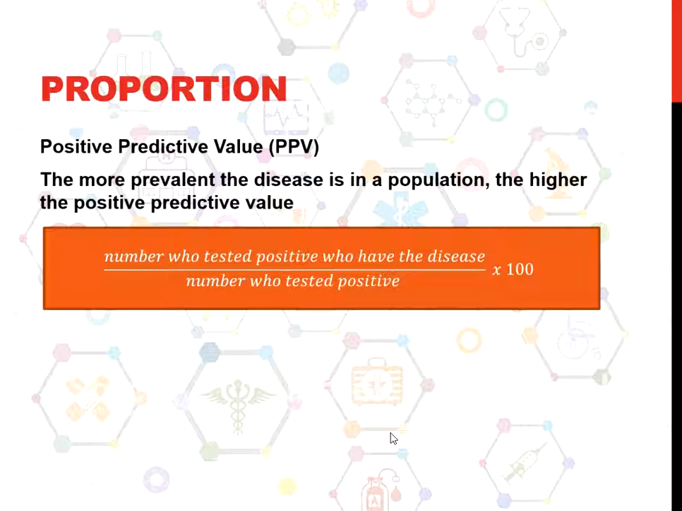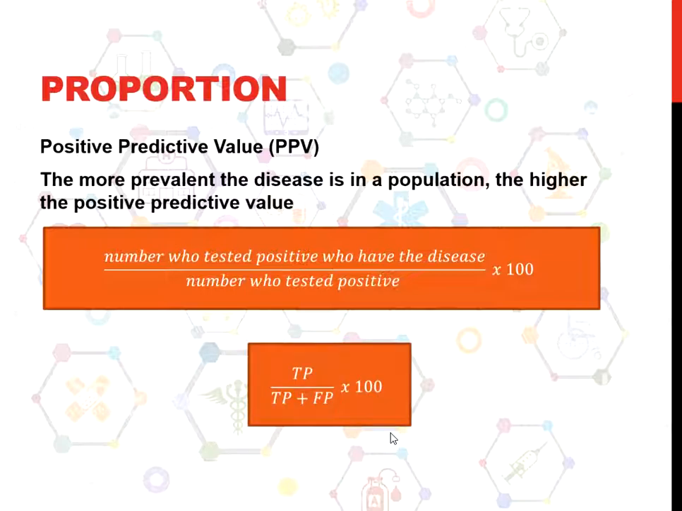So, number of individuals who tested positive and have the disease, so true positive. Number of individuals who tested positive, so lahat ng nag-test naman na positive. So, positive predictive value, lahat ng positive yung ginagamit natin. True positive over true positive plus false positive times 100 is the positive predictive value.